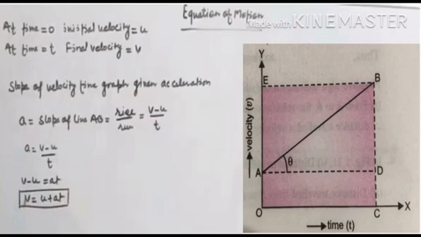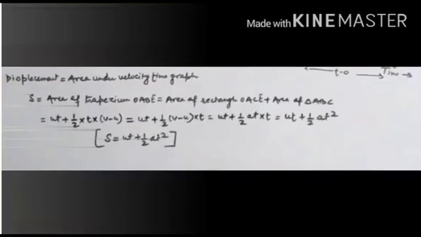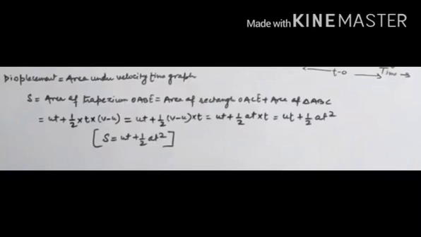Now transfer the t to the RHS, it becomes at is equal to v minus u, and now transfer minus u to the other side, then v is equal to u plus at. This is the first equation of motion and the derivation graphically. Now the second equation of motion graphically, the graph is same.